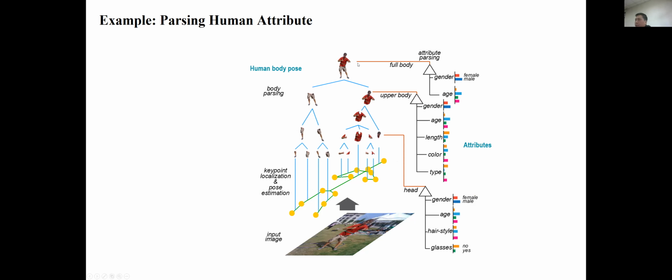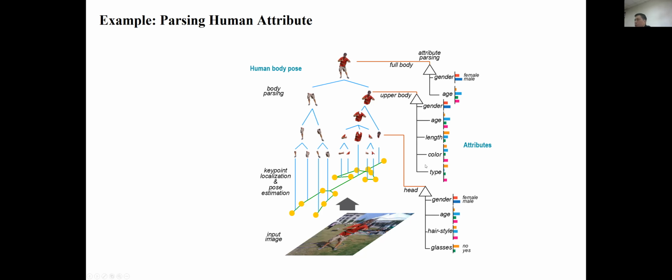But then at each level of the parse graph, you have a number of attributes. For example, for the whole body, you have gender and age, and the other body parts also have gender, age, length, color, type, and the head, and so on. So you have different levels of attributes over time, over the different levels of concept. When this person moves, some of these attributes will change. We have appearance attributes and geometric attributes. Of course, these attributes are also associated with probability.